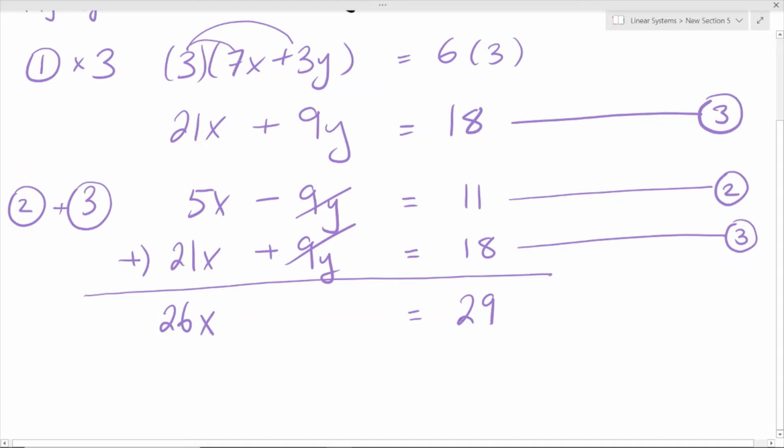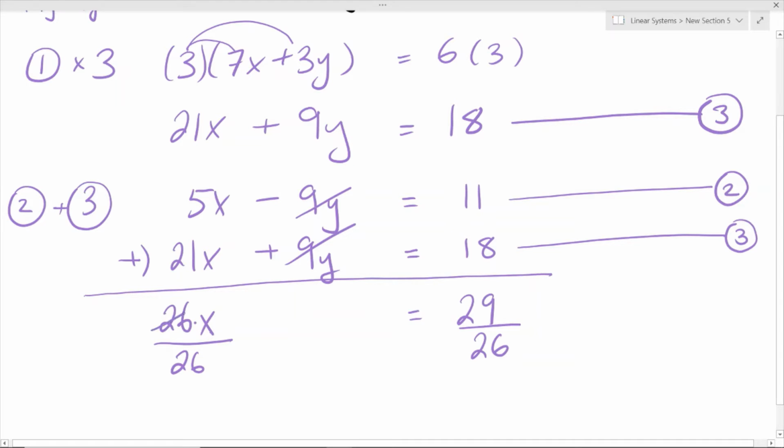Okay, so now we are left with one variable, the x. And we know 26x is equal to 29. Now what we can do is we can see this is 26 times x, right? We want to isolate for x now. 26 times x, and the opposite of that is division. So we're going to divide both sides by 26. So divide this by 26, divide this by 26.